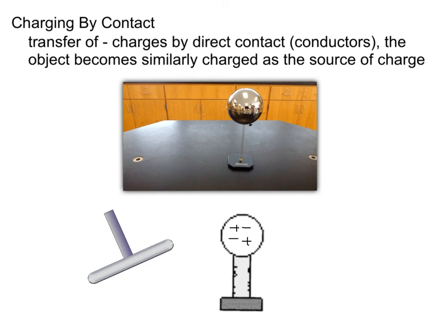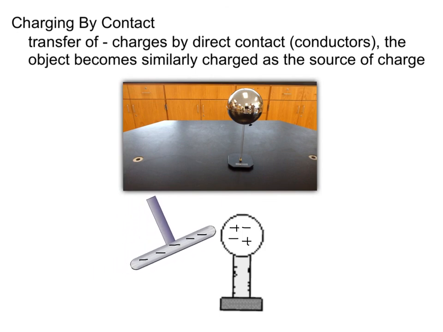Charging by contact. This is the transfer of negative charges by direct contact between conductors. The object you're charging becomes similarly charged as the source of charge. In this example, you see me take a negatively charged plate and bring it in contact with a neutral metal sphere, thus charging that metal sphere also negatively. So here you see I start with a negatively charged plate and a neutrally charged metal sphere. I then bring that plate in contact with the metal sphere.